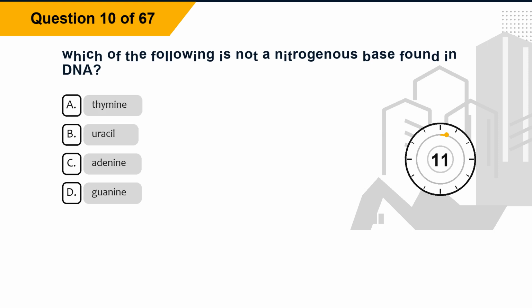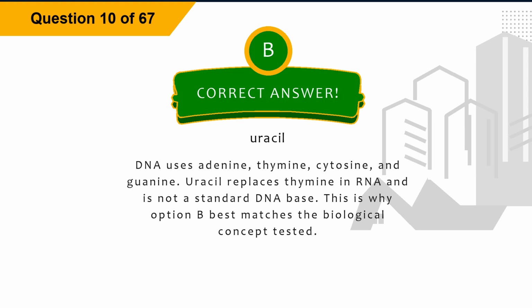Question 10. Which of the following is not a nitrogenous base found in DNA? Option A, thymine. Option B, uracil. Option C, adenine. Option D, guanine. The correct answer is Option B, uracil.